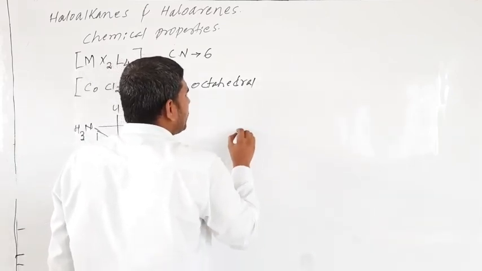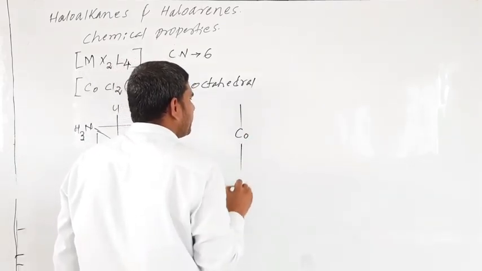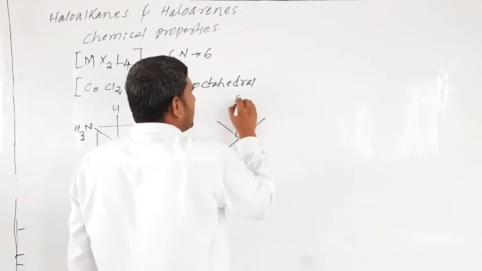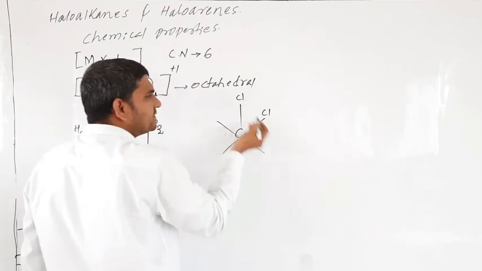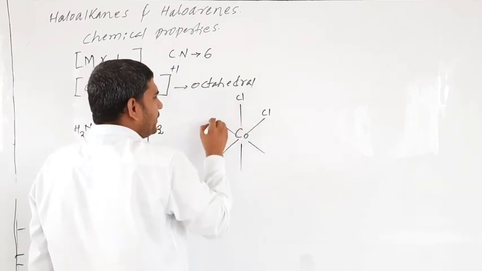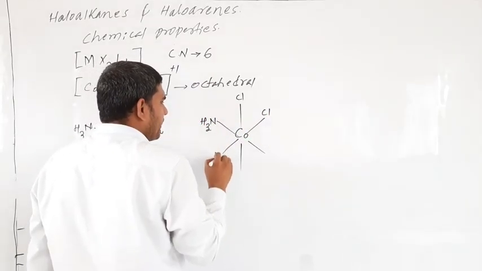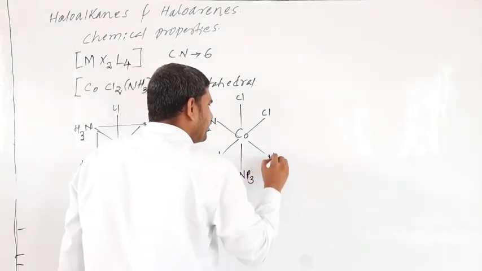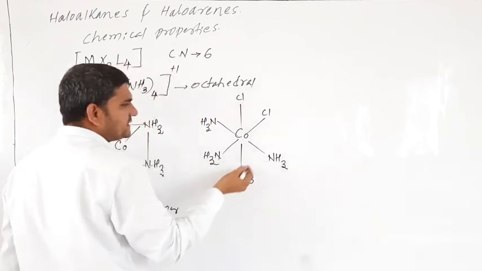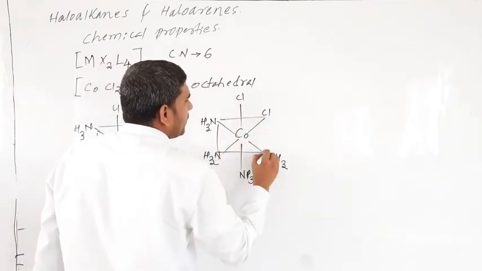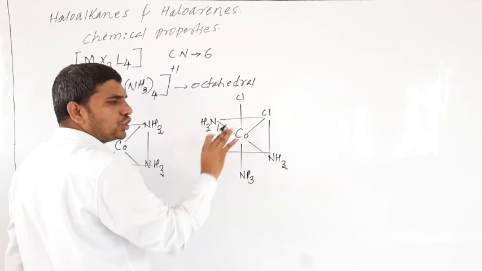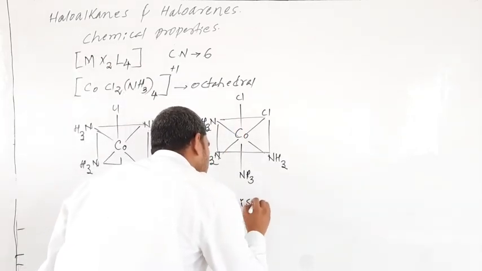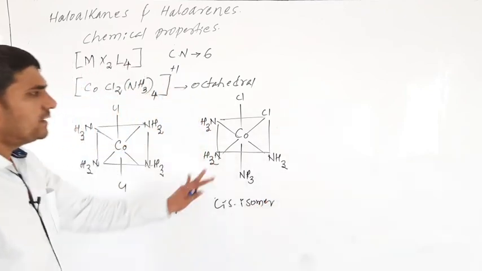And how to write cis? It's very simple. You write Cl adjacent. They are adjacent now. Ammonia, these are also adjacent. Understood? This is the cis isomer.